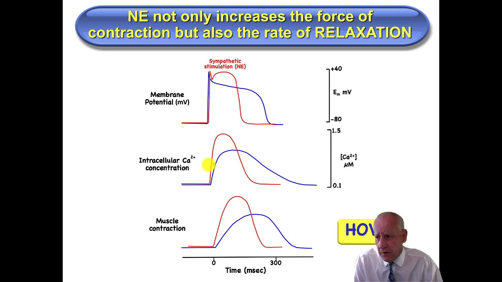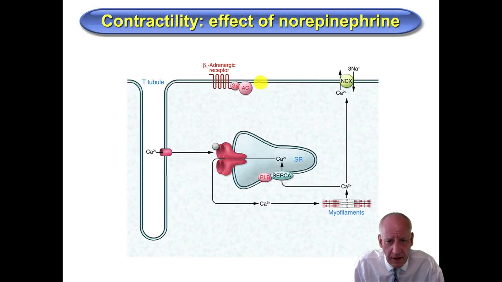The stroke volume will be larger. The ejection will be faster, more vigorous, and the ejection fraction will be higher. There will be less blood left in the ventricle after a more vigorous contraction in systole. So how does this occur on a cellular level? Here we have a cardiac myocyte.